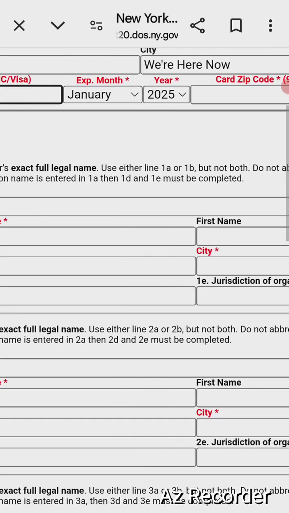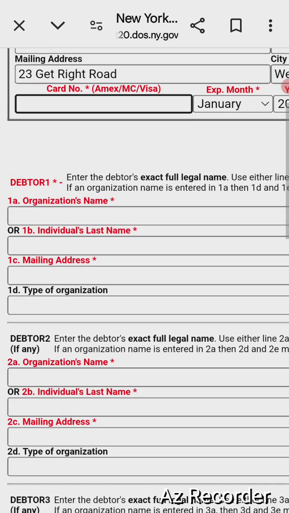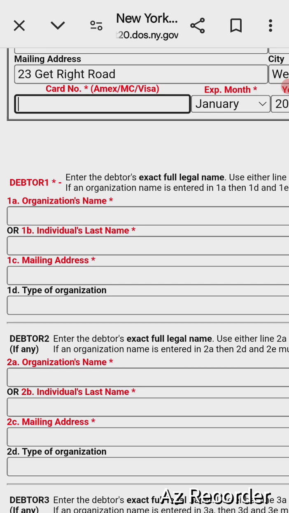Okay, so anyway, you put your credit or debit card information in there, and we move on. From there we go to the Debtor 1 section. We go down to the Debtor 1 section.